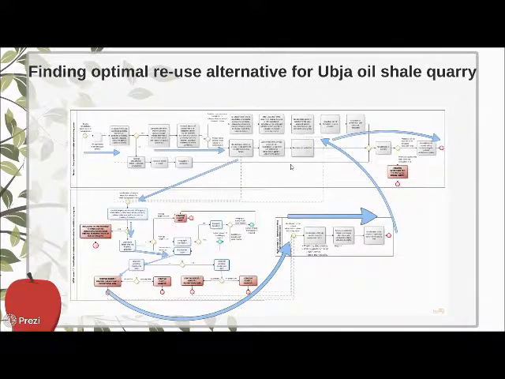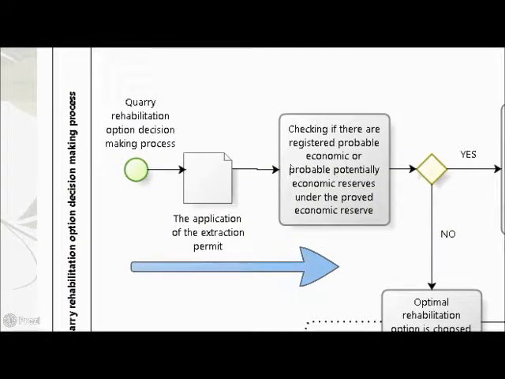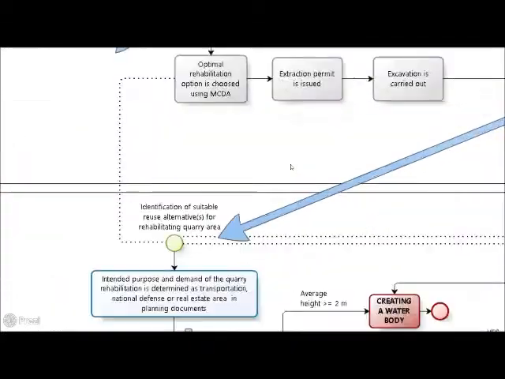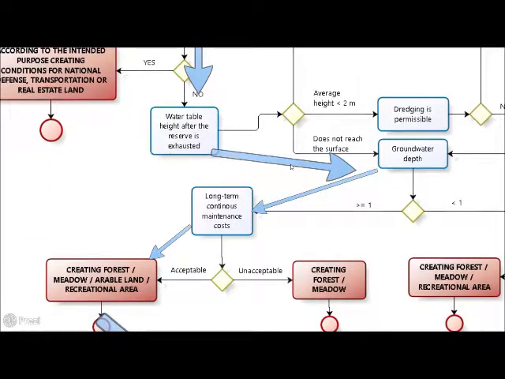In case of Ubea oil shale quarry, the path down the decision tree is somewhat different. We also start from applying the extraction permit and checking the reserves and analyzing if we can exhaust the bottom layers. But then we will use multi-criteria decision analysis, this decision tree, to find the optimal reuse alternatives. Also in Ubea quarry there is no intended purpose or demand for the quarry rehabilitation as a national defense, transportation or real estate land.